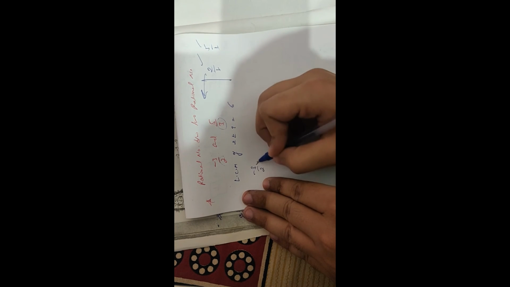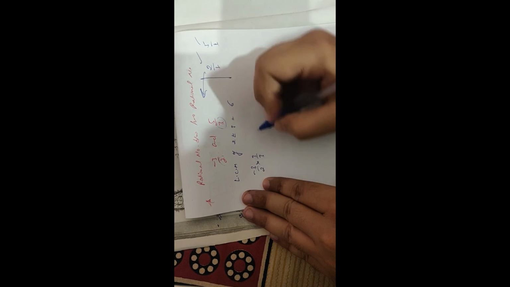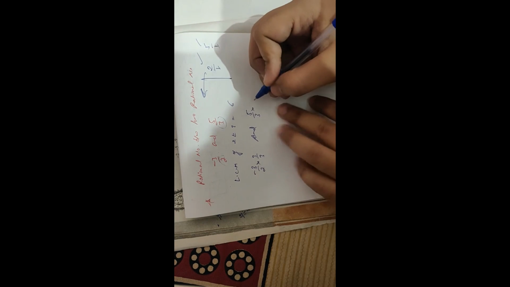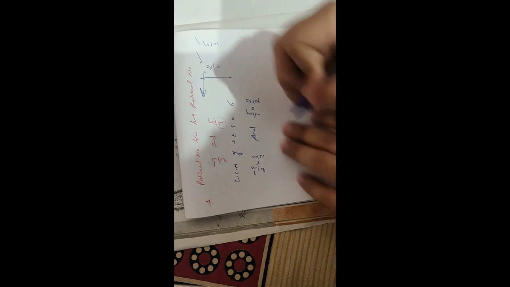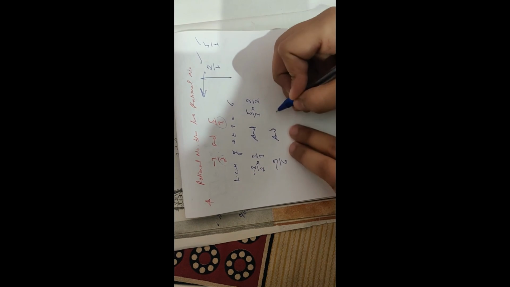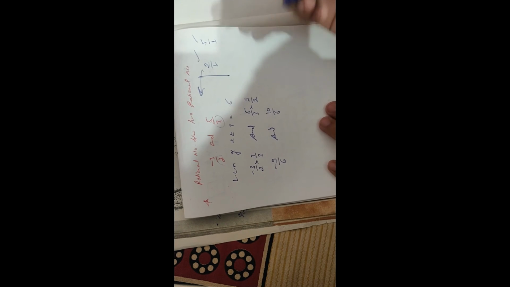So minus 3 upon 2. To convert the denominator, we'll use the equivalent fraction method that you have already learned in the previous classes. This will be multiplied by 3. So this is minus 9 upon 6 and this is 10 upon 6. Well, check.